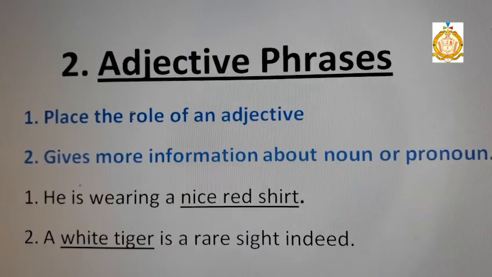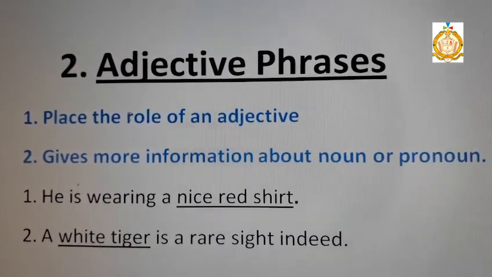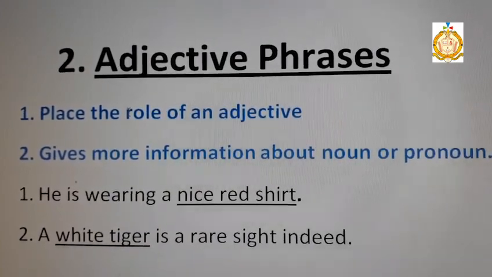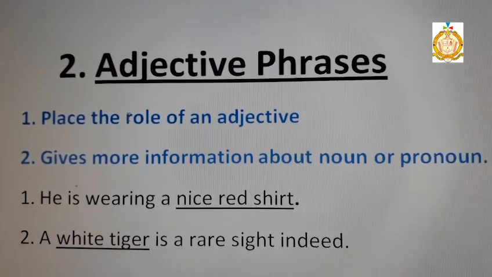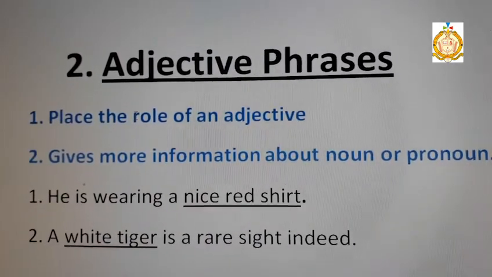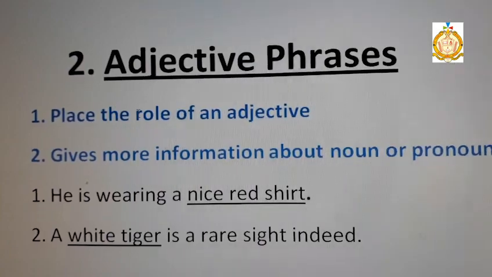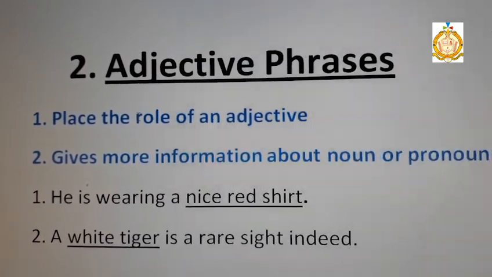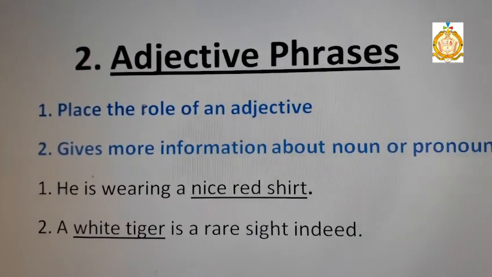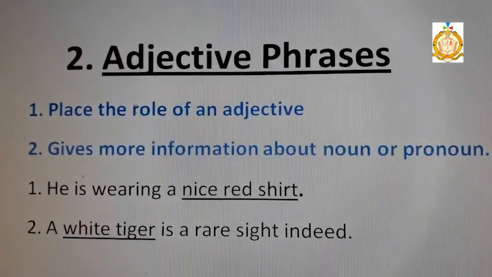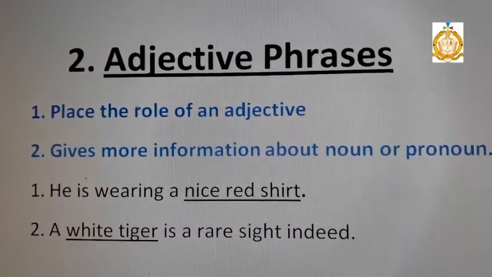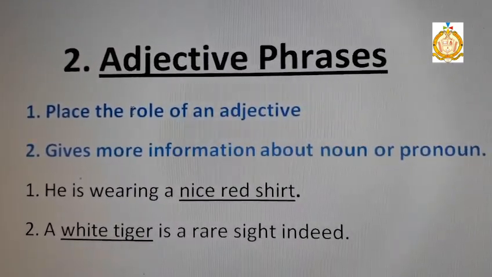Adjective phrases. Before learning these adjective phrases, let's remember what is an adjective. An adjective is a describing word. It describes something about a noun or pronoun. So, here also we have 2 points to remember in order to learn adjective phrases. That is, it plays the role of an adjective, and the second thing to remember, it gives more information about a noun or a pronoun.